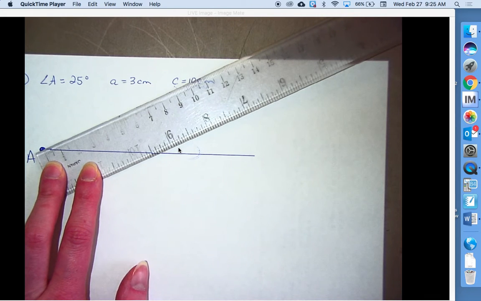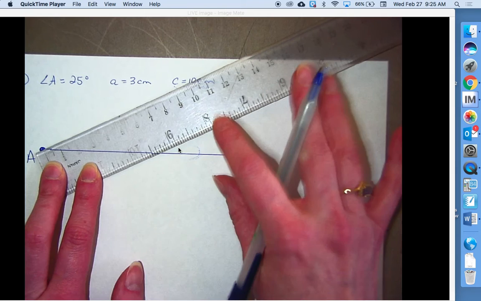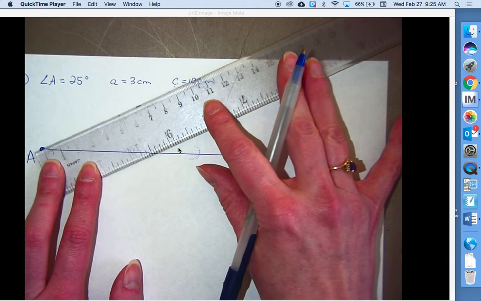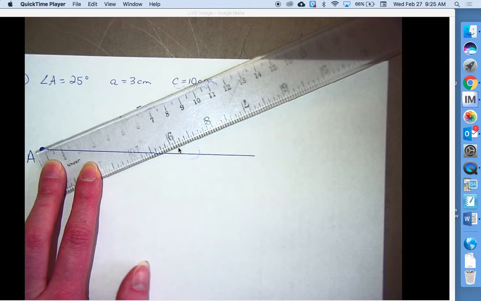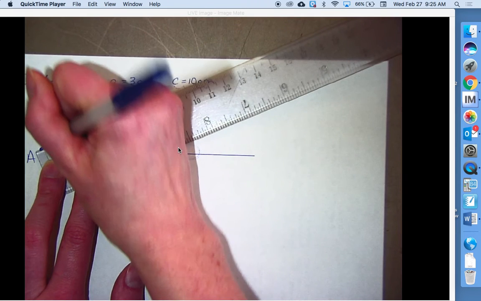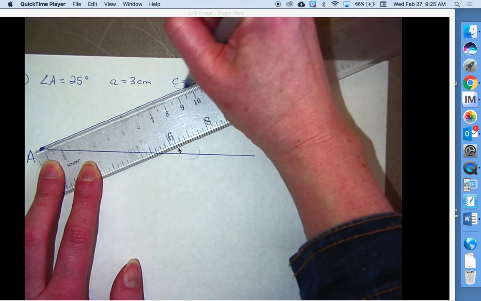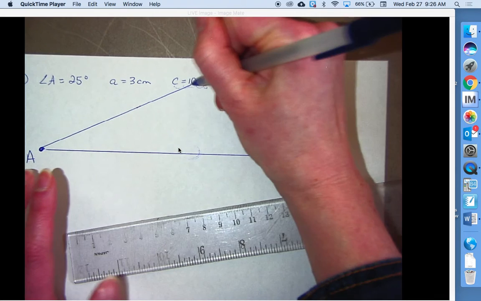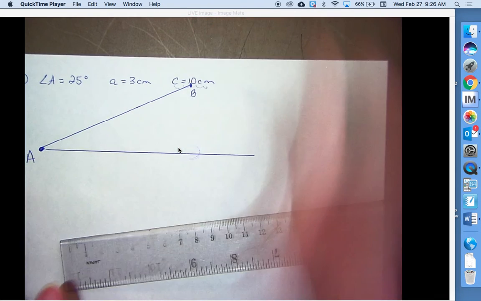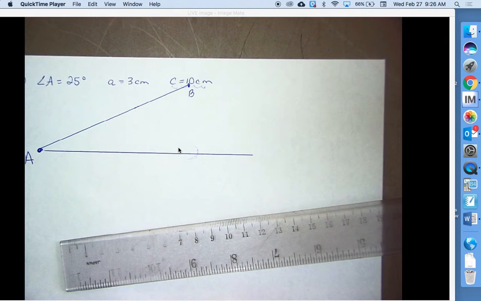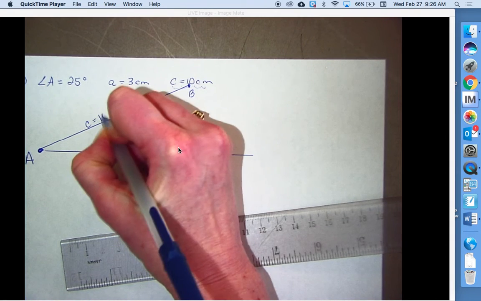So you want us to make side A? So we are making side C because side C is going to connect with angle A. So side C is 10 centimeters. So I have my ruler starting in the point for A and then connecting with the angle that I just made, that little tick mark for the 25-degree angle, and then I'm making a length of 10 centimeters. And that's going to make angle B. So this distance is side C, which is 10 centimeters.